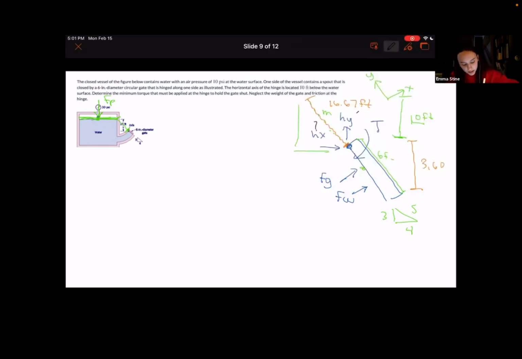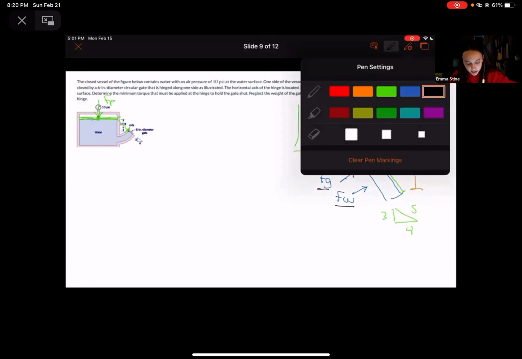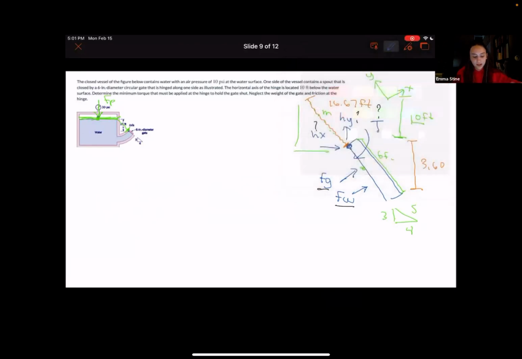We don't know this, we don't know this, so our forces from the hinge. We can solve for this, we can solve for this. And is that it? Oh, and we don't know our torque. Once again, I do not want to solve for these forces of the hinge because that sounds like a lot of work. So I'm going to take a moment around this little dot right there, around the hinge, which I'm going to call O.